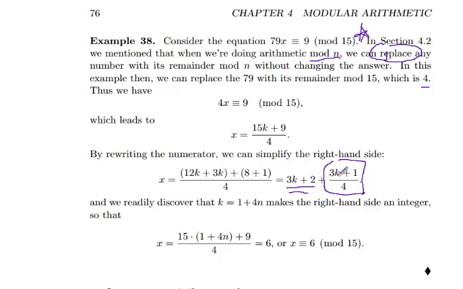Now, if you notice, if you put k equals 1 here, then this becomes an integer. If I add any multiple of 4 to k, it's still an integer. So k equals 1 plus 4n is the general value of k that makes this an integer. We can plug that back into my expression for x, and I get this expression here.